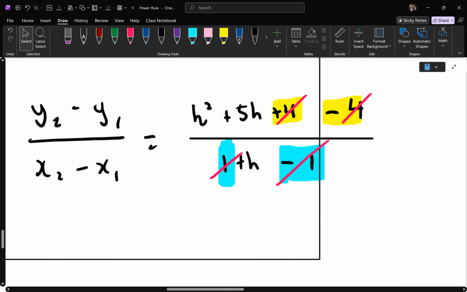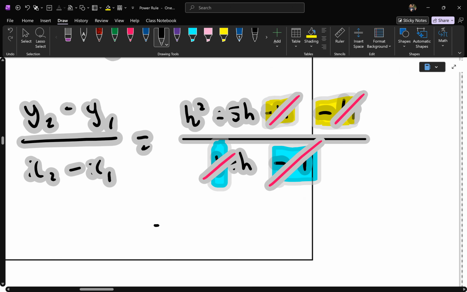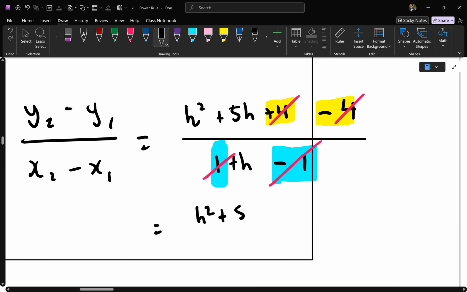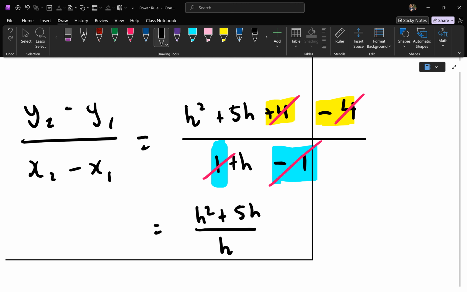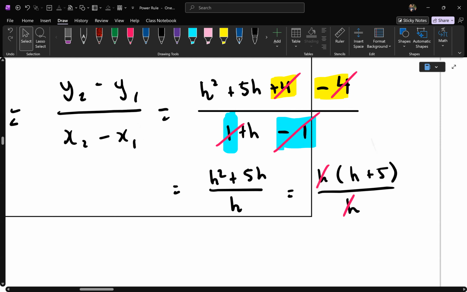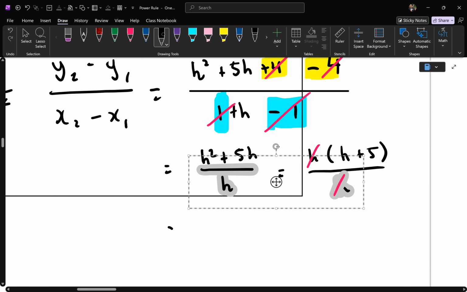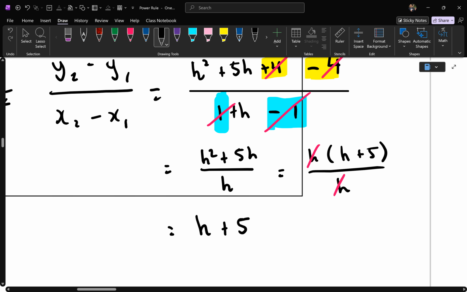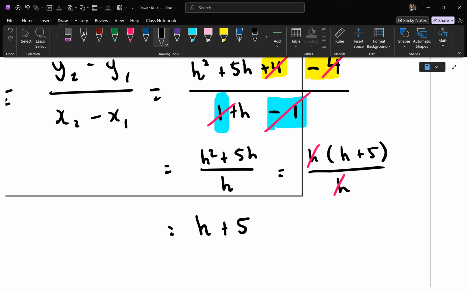So let's simplify. We now have h squared plus 5h in the numerator divided by h in the denominator. You can see that the numerator has a common factor of h, so factorize, take out h as a common factor in the numerator, divided by h, and you can see h divided by h cancels out. And so therefore your gradient, what is your gradient actually equal to? It's h plus 5. But what was h again? Very, very small. It's a very, very small number.